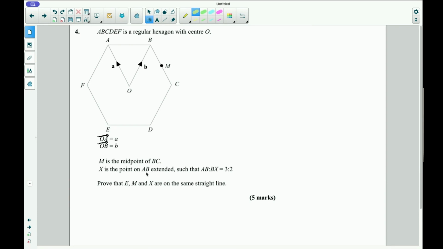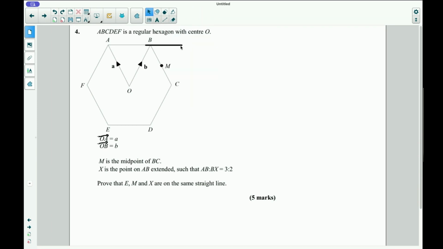Okay. And before we figure out what's happening here, X is the point on AB extended. So we're going to extend this line AB and have some point X such that A to B and B to X is in the ratio of 3 to 2. So B to X is going to be slightly shorter than A to B. Basically, if I drew a straight line, is this the line? There you go. Let's draw that line here. I'm going to get rid of this actually, and let's call this X.